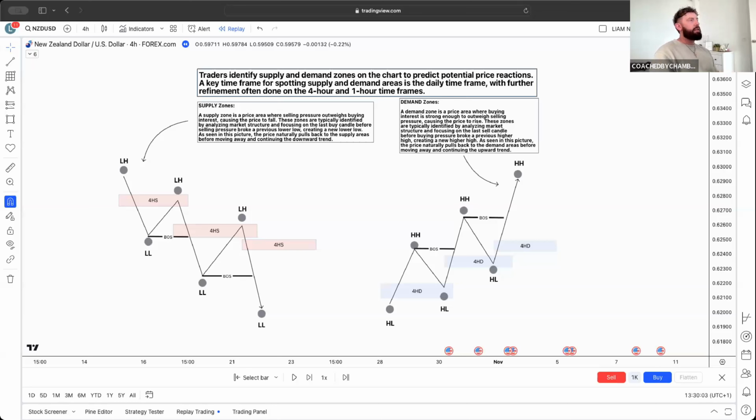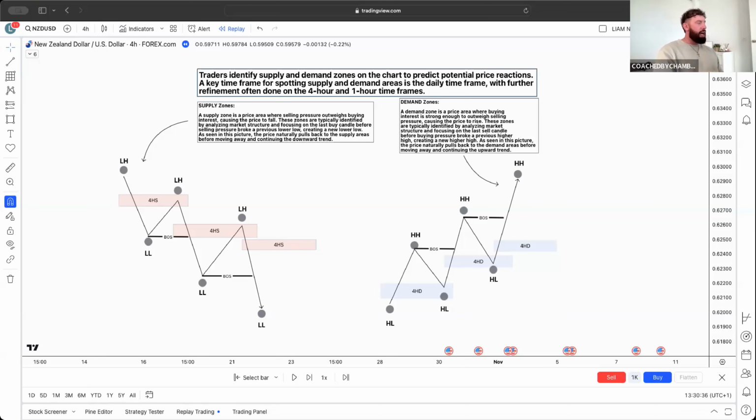A key time frame for spotting supply and demand areas is the daily time frame, with further refinement often done on the 4 hour and the 1 hour time frames. Today I'm going to be showing you these two on the screen, the supply and demand zones, explaining what they are. But then I'll also go into real time frames, real markets, so that you guys can actually see it as well.